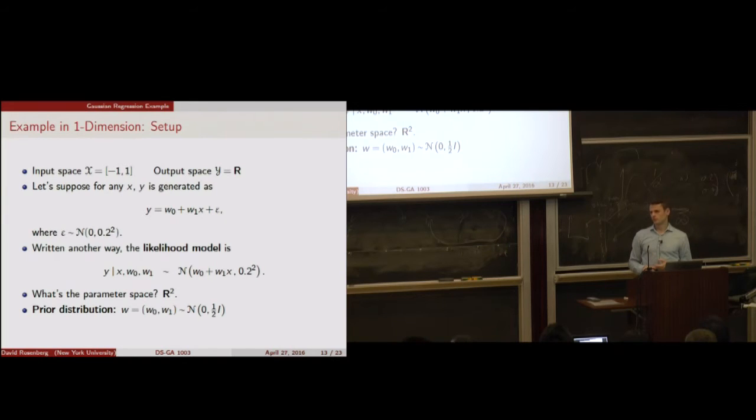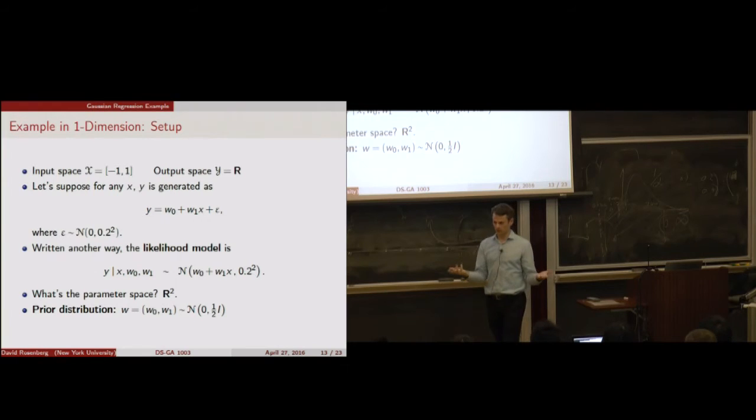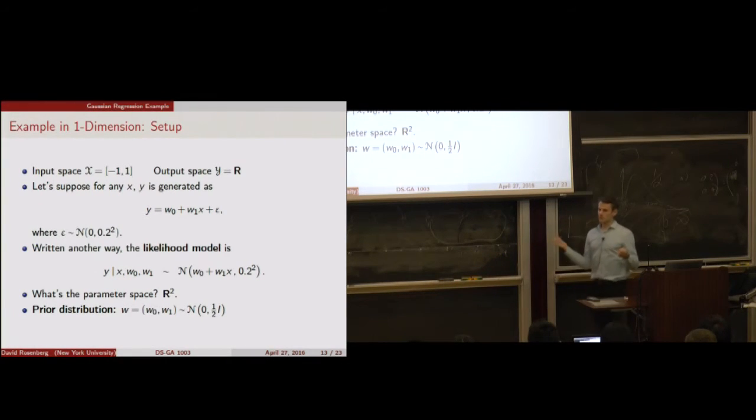Say again. Uniform distribution on W0, W1. You can choose any distribution. It should represent somehow what you think are reasonable values. Another reason to choose a particular type of distribution is because it makes certain calculations much easier. So the choice of the Gaussian here was not a coincidence. It's going to make all the calculations come out very simple and in closed form.